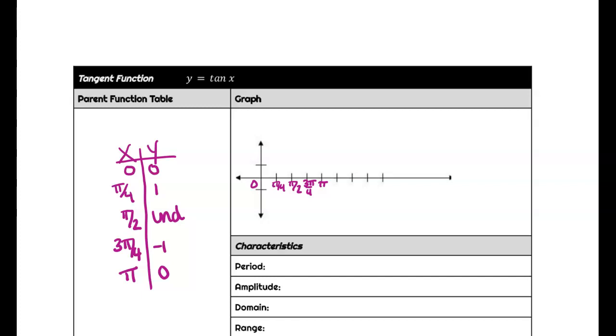So you see it only takes half as long. The period here is only pi compared to sine and cosine. They had a period of 2 pi. Now the points we've got so far are 0, 0, pi over 4, 1, pi over 2, undefined, 3 pi over 4, negative 1, pi is 0. This is kind of a weird collection of points, but you guys also saw on Desmos what this graph kind of looks like, these squiggles.